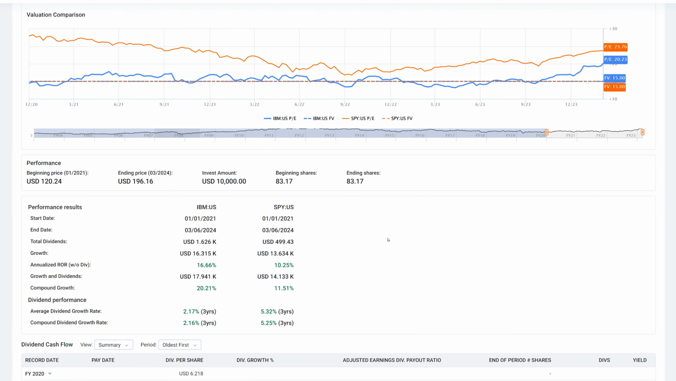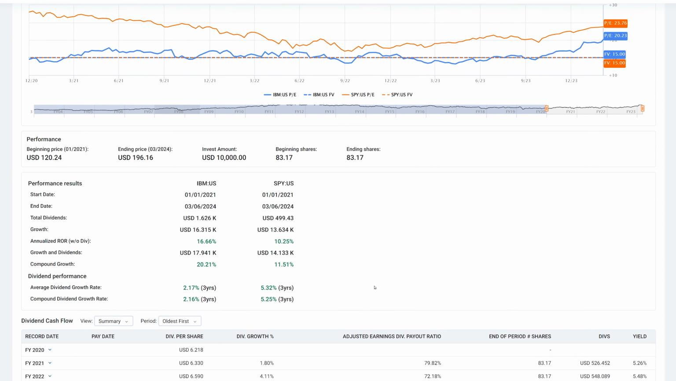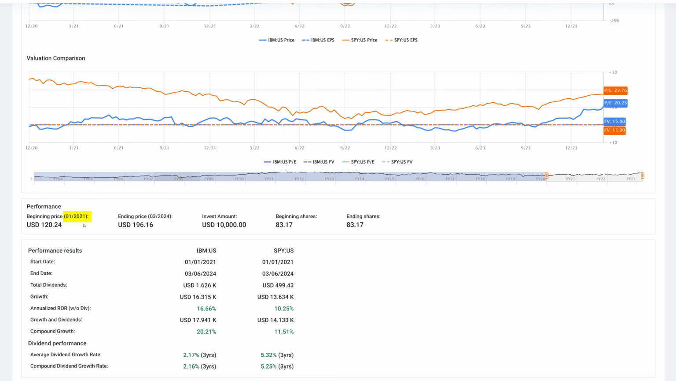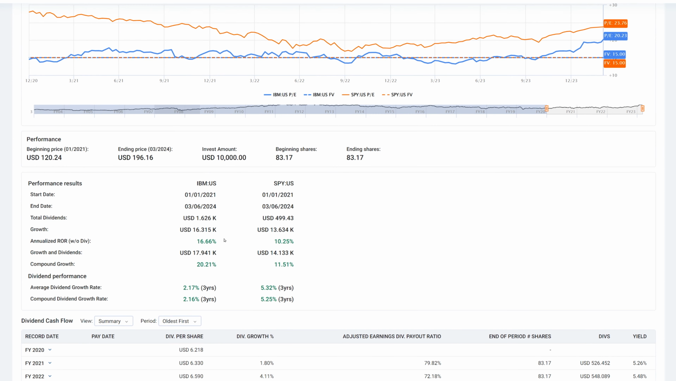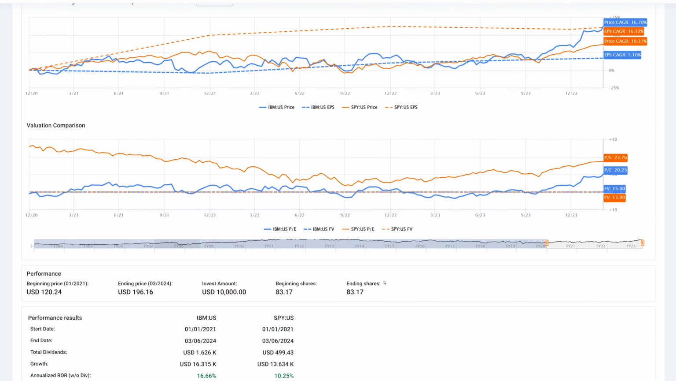Now, additional stuff on the performance report is the classic, just putting it into numbers. A $10,000 investment in IBM on the starting date here of January 2021 would have increased to $16,000 versus $13,000 for the market. That gave you an annualized rate of return of 16.86% versus 10.25% for the market.